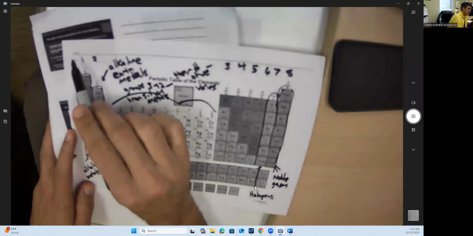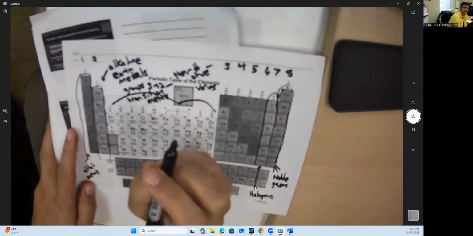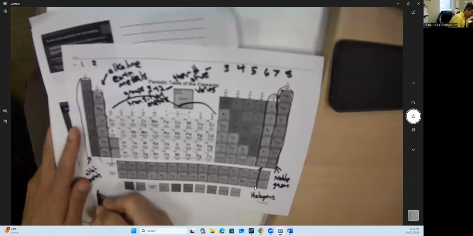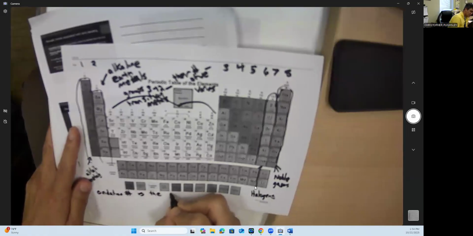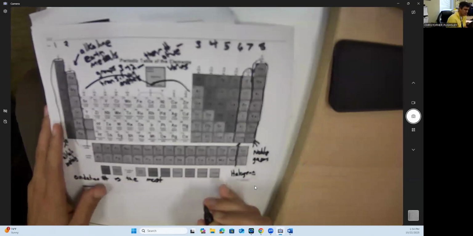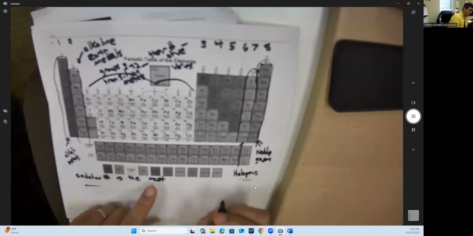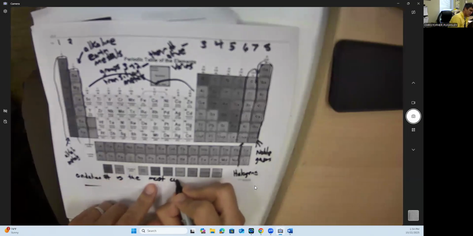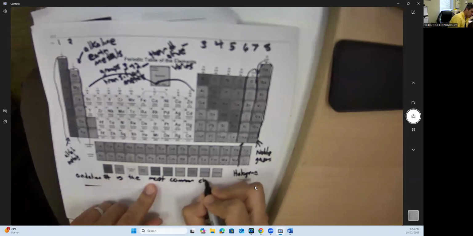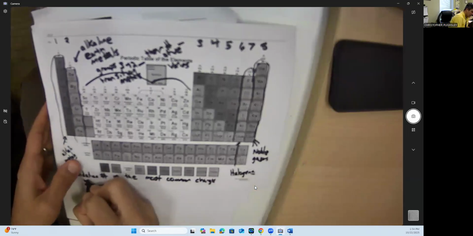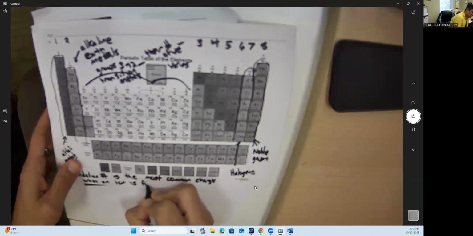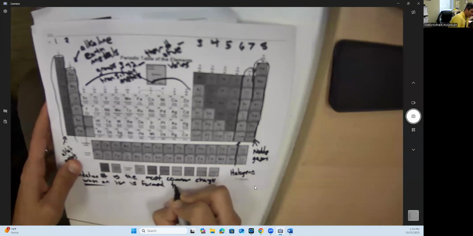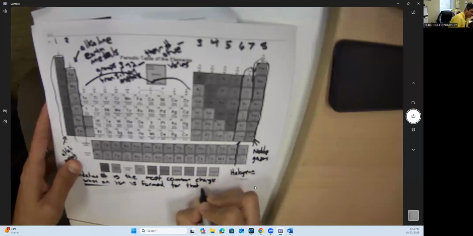What we're going to do now is add oxidation number. Let's write the definition here. Oxidation number is the most common charge when an ion is formed for that atom or element.